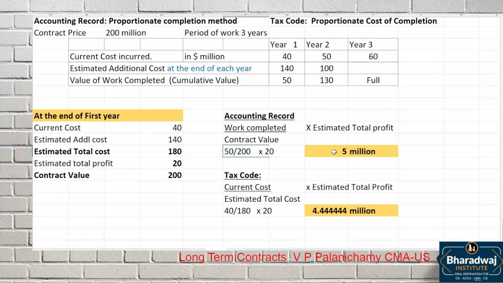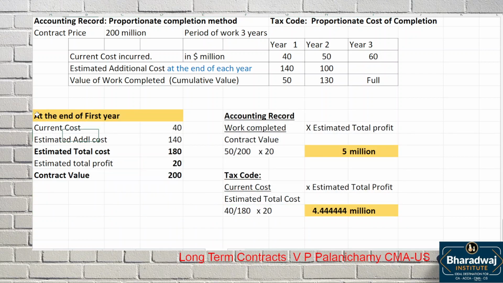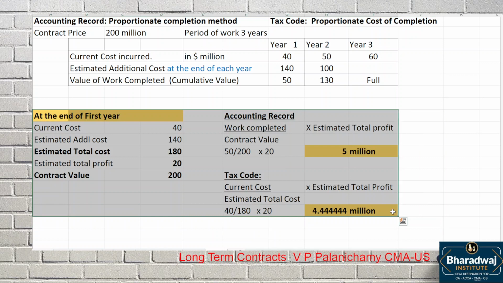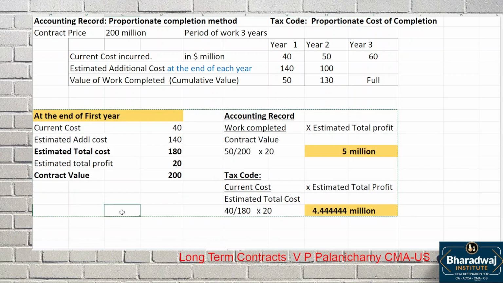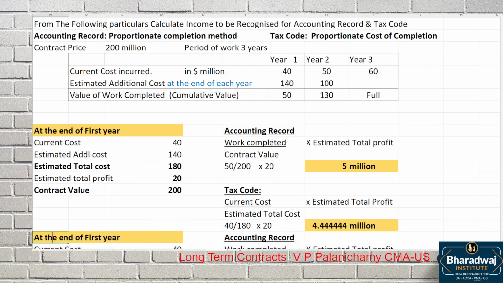Please remember, first year end, what is the profit recognized? 5 million and 4.44 million. Second year, you have to be very careful. Try to do the workings for the second year.